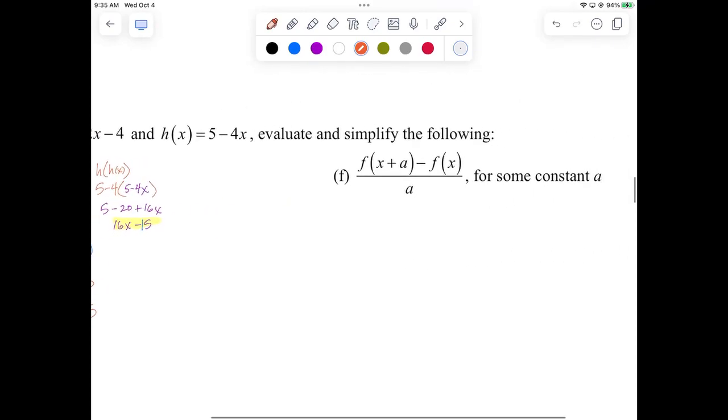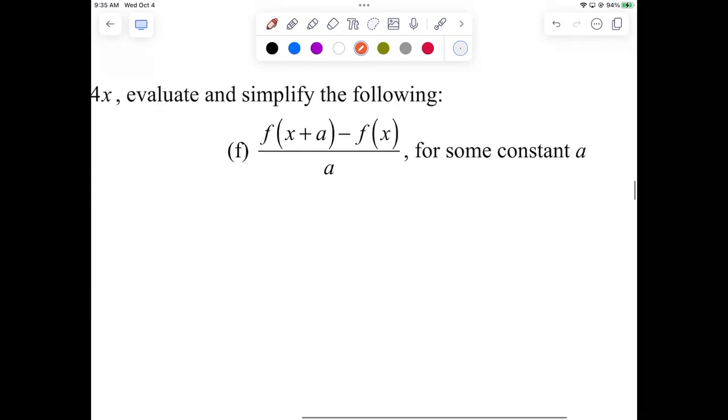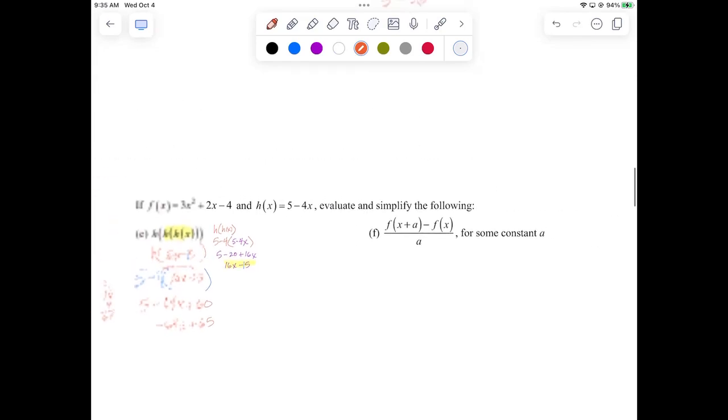All right. Let's do this one and we'll call it a day. What do you say? f(x + a) minus f(x), over a. Do you recognize that? Yes, you totally recognize that because that is my favorite problem. Let's set it up and evaluate it.